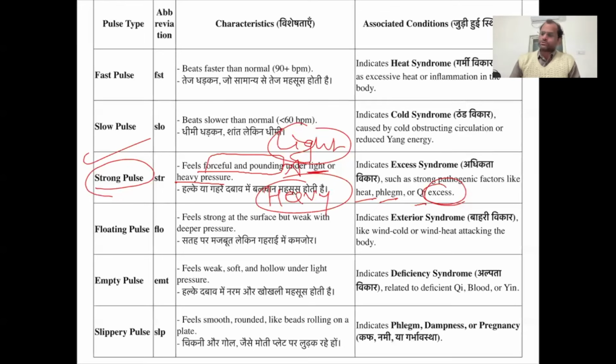But suppose you're touching the pulse and you're feeling it very strong. You touched this pulse, it is very strong, very forceful. But as you press it with heavy pressure, the pulse disappears. When you felt the pulse on the surface, it is a very strong pulse, but as you press it disappears, then it is not the strong pulse. Strong pulse should be strong at the superficial level as well as the deep level.